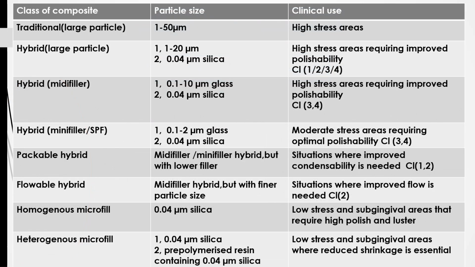Coming on to classes of composites, the particle size and their clinical use. Traditional composites of large particle size, with a particle size of 1 to 50 micrometers, are used in high stress areas, and hybrid composites of large particle size, with a particle size of 1 to 20 micrometers and 0.04 micrometer silica.